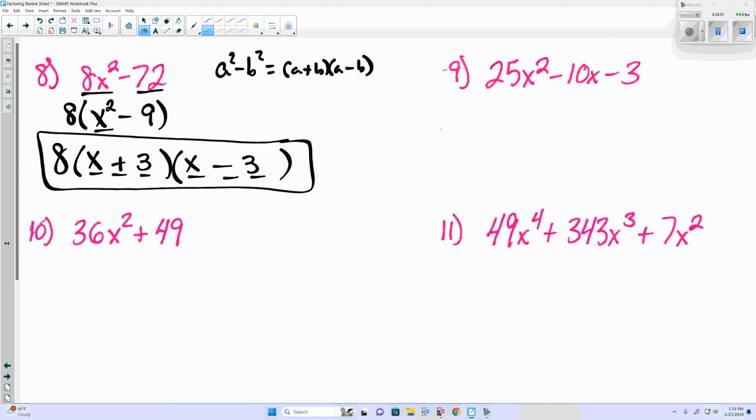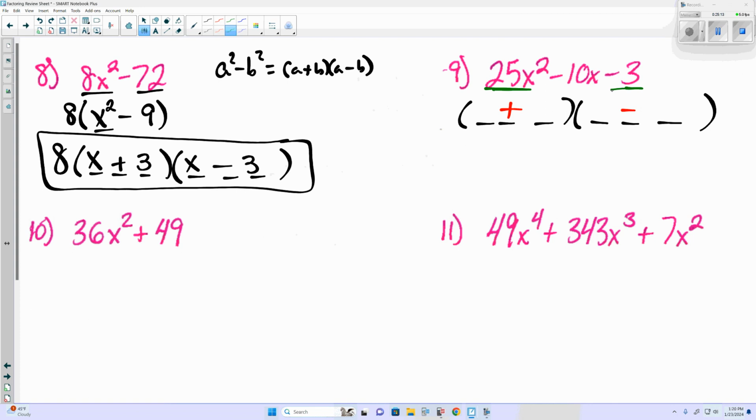Let's look at number 9. Is there a greatest common factor between 25x squared, 10x, and 3? Well, 25x squared and 10x, yes, they have a greatest common factor of 5, but 3 does not. So there is not a greatest common factor with these. So we'll have our two sets of parentheses with 3 spaces. If the third term is positive, the signs are the same and match the sign of the middle term. If the third term is negative, our signs are opposite. So here the signs are going to be opposite. One's going to be positive, one's going to be negative.